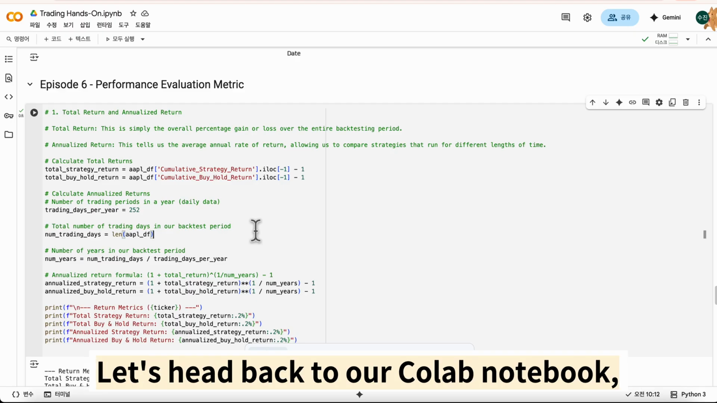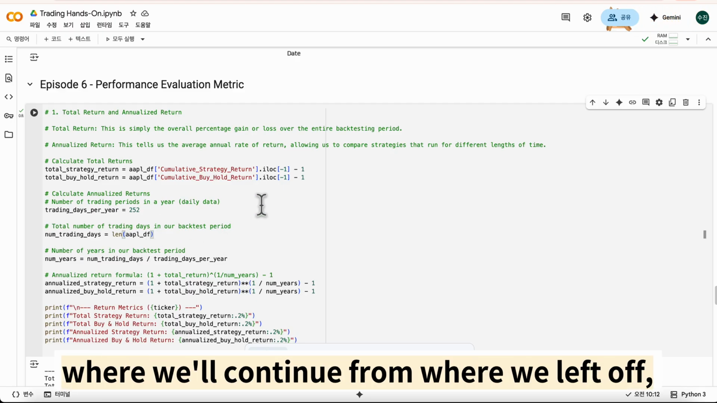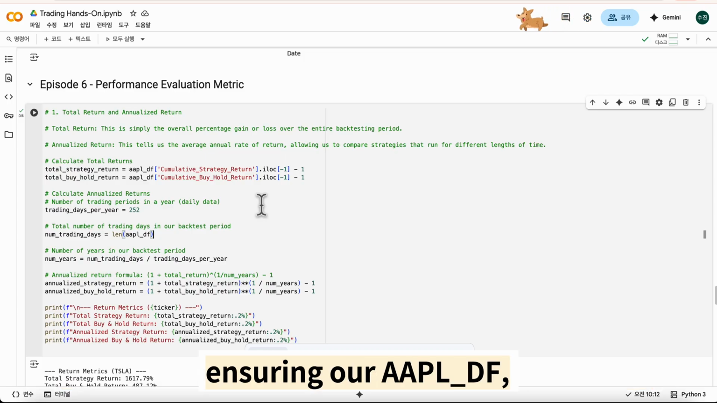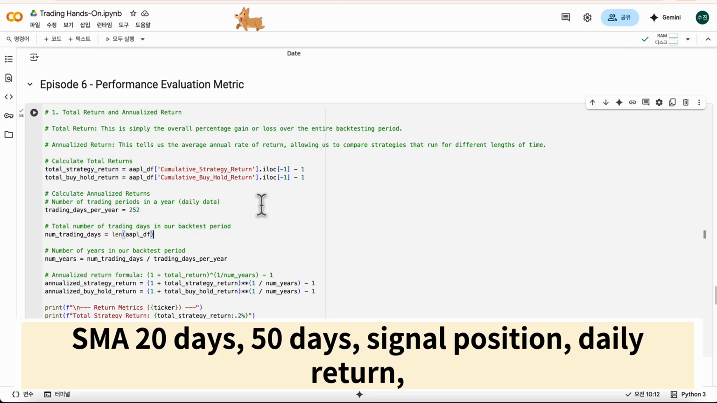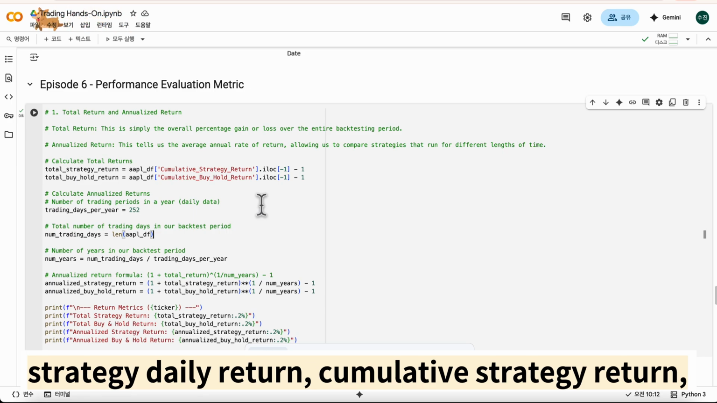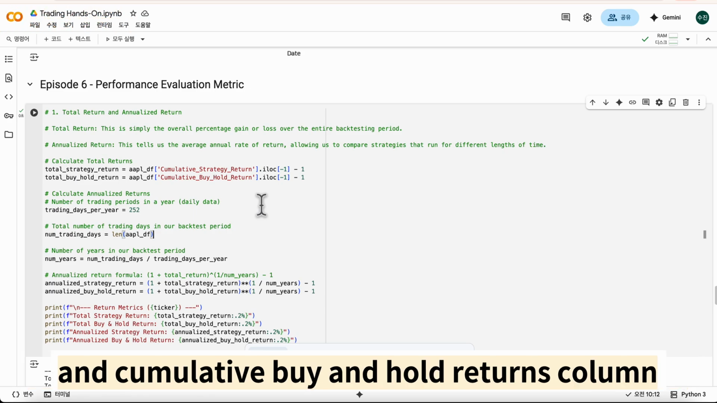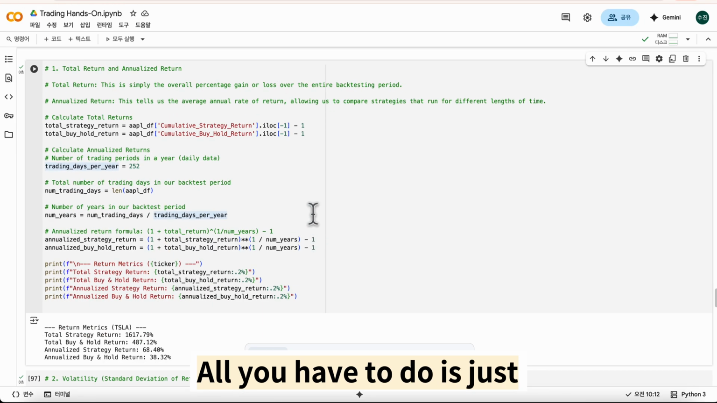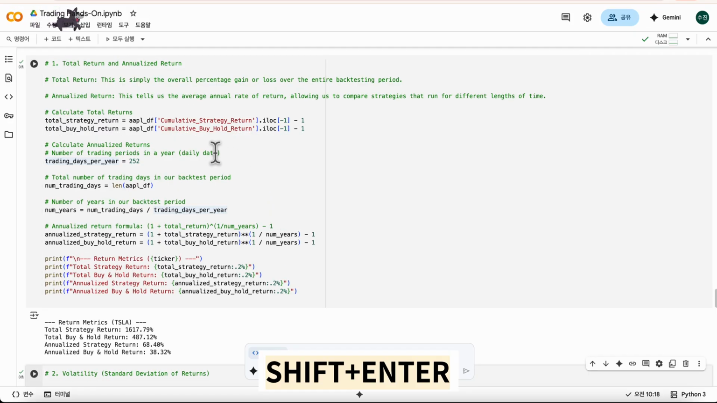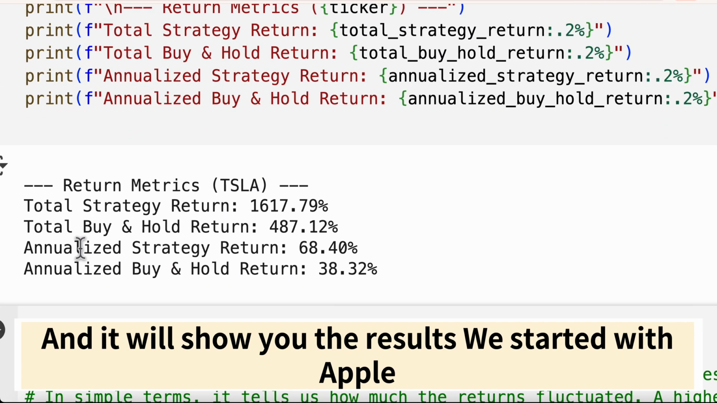Let's head back to our Colab notebook. We will continue from where we left off, ensuring our AAPL_df data frame contains the close price, SMA 20 days, 50 days, signals, position, daily return, strategy daily return, cumulative strategy return, and cumulative buy and hold returns column. Okay, I wrote all the code for you. As you see, all you have to do is just shift enter. Okay, shift enter here. And it will show you the results.